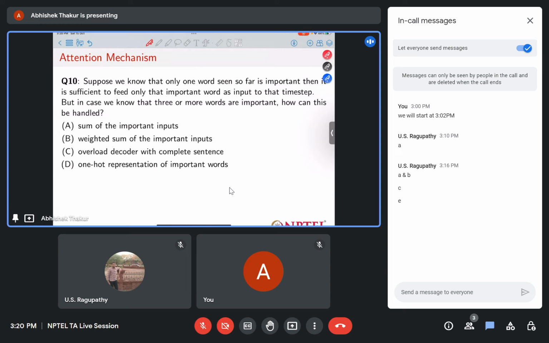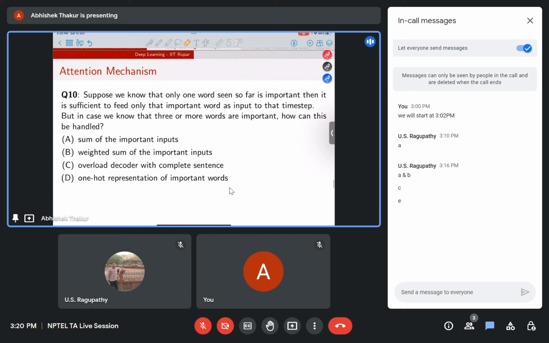Now we'll move on to question number 10. Suppose we know that only one word seen so far is important, then it is sufficient to feed only that important word as input to that timestamp. But in case we know that three or more words are important, how can this be handled? If we know that one word is important, then we directly give that word as an input to the next timestamp.